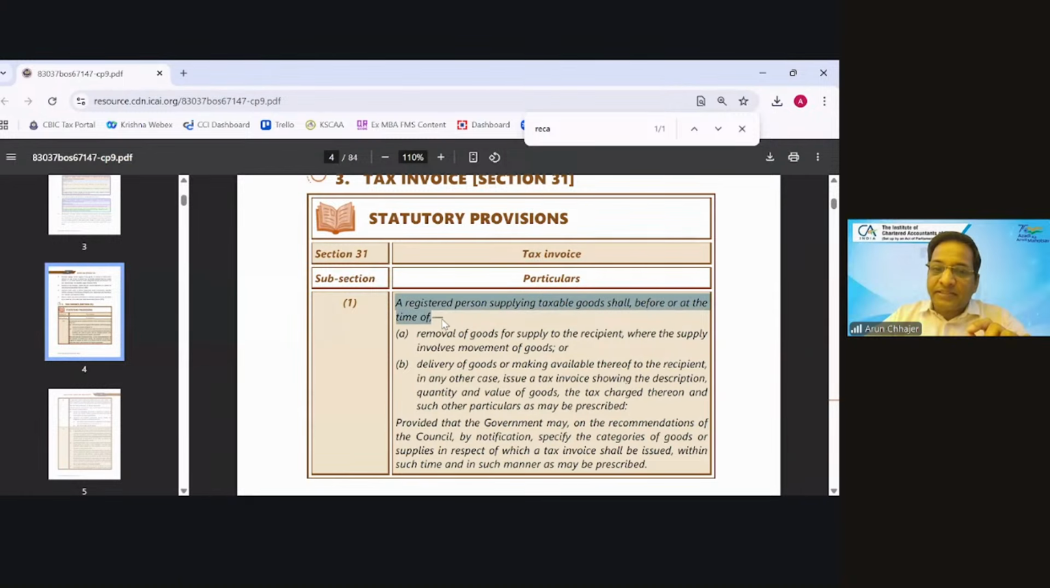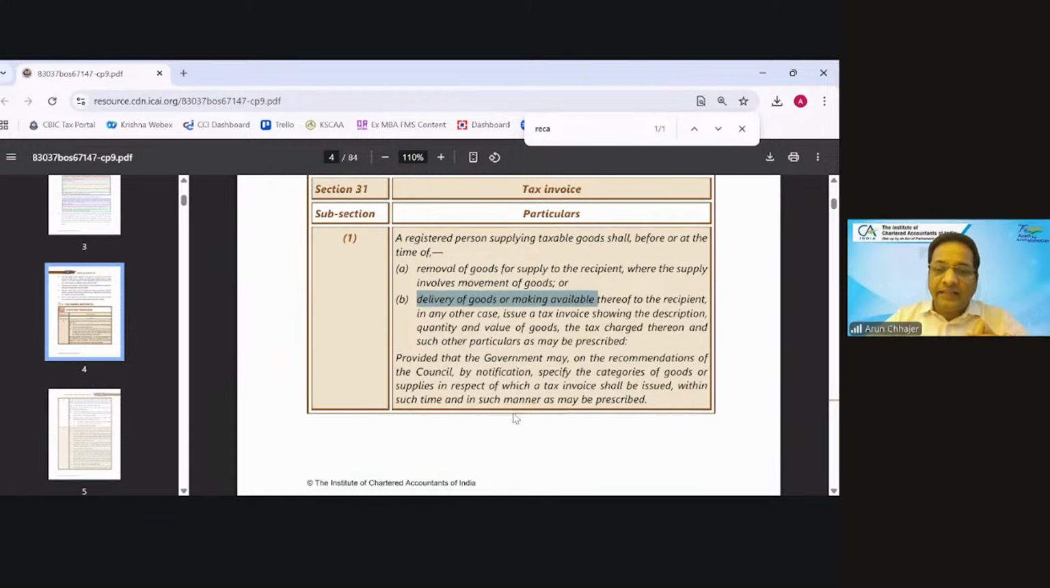A registered person supplying the taxable goods shall issue the invoice before or at the time of removal or delivery of the goods or making available thereof. So clause 1 is when the goods involve the movement, and clause 2, in any other case, meaning thereby when the supply does not involve the movement of goods. What could be the example?